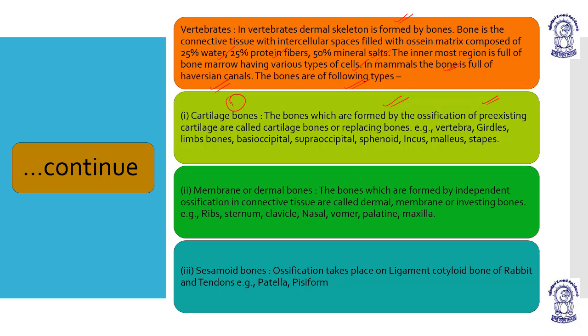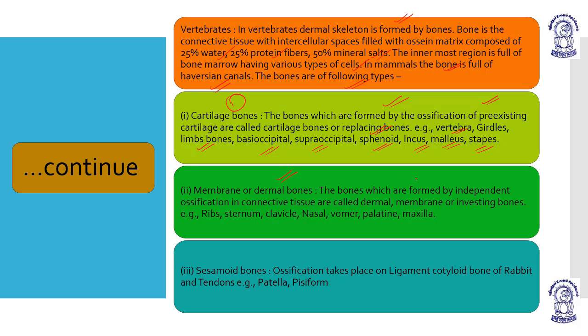They are also known as replacing bones, like vertebrae, girdles, pectoral and pelvic, limb bones, basioccipital, supraoccipital, sphenoid process, incus in ear, malleus and stapes. So you have to remember incus, malleus, stapes, girdles and vertebrae. They are cartilaginous bones.